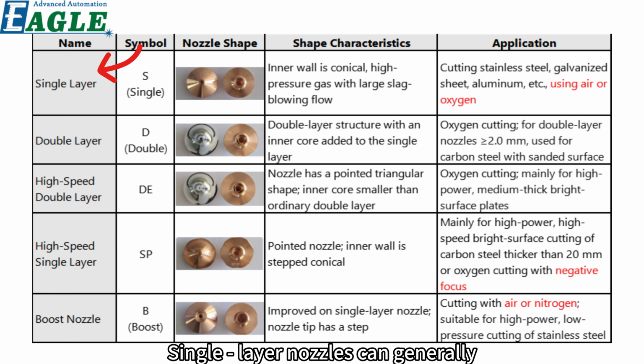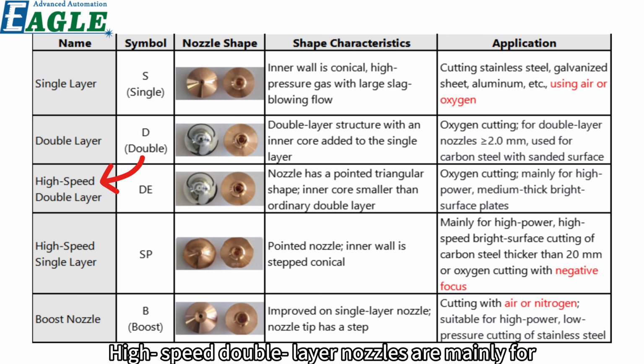Single layer nozzles can generally be used for air or nitrogen cutting. Double layer nozzles are usually used for oxygen cutting, mainly for machines under 3000 watt. High-speed double layer nozzles are mainly for positive focus oxygen cutting of bright carbon steel surfaces.